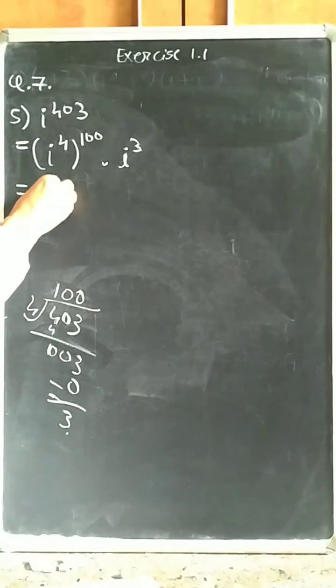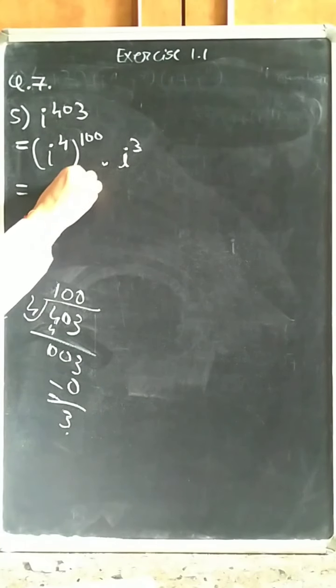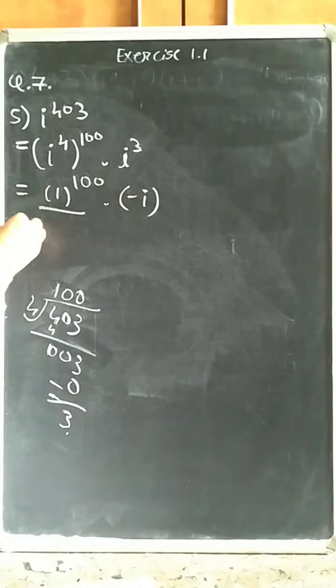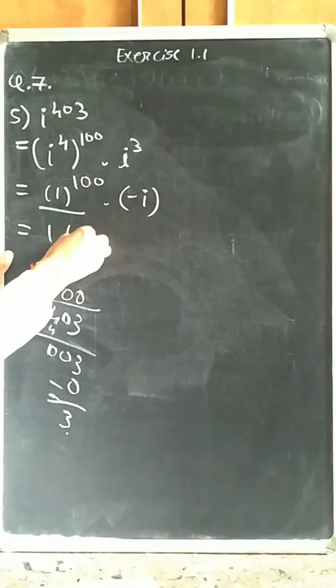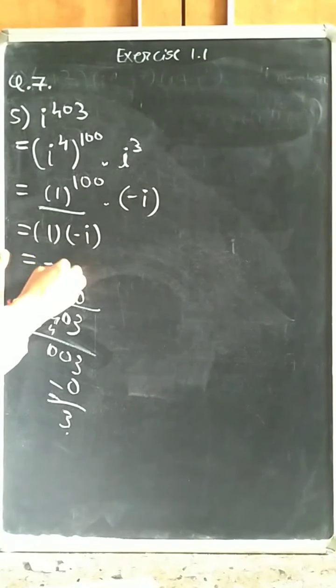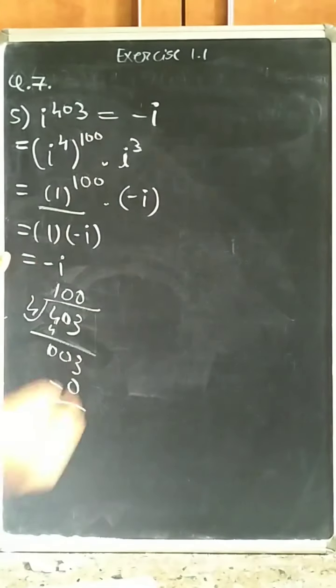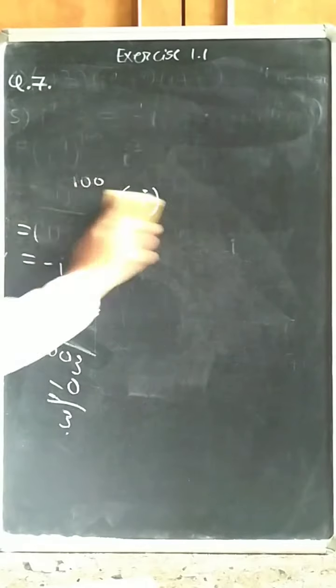which is equal to i raised to 4, which is 1, so 1 raised to 100 into i cube. i cube is minus i. But we know this is 1. So 1 into minus i is minus i. So this is the answer, minus i. Next question.